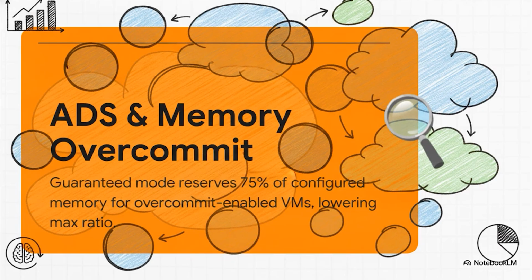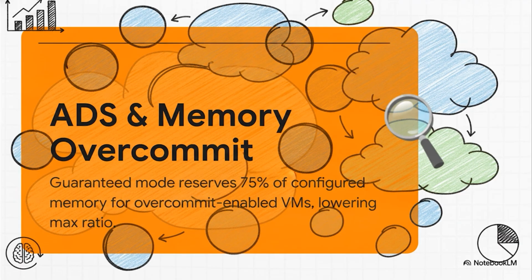Let's tackle one more complex interaction where the exam will definitely try to trip you up. You need to know how HA interacts with ADS, Acropolis Dynamic Scheduling, specifically when memory overcommit is turned on. If you're using guaranteed mode to reserve segments and you have VMs with memory overcommit enabled, the system has to perform a strict calculation. Let's say a VM has 100 gigabytes of memory configured, but it's currently only using, say, 40 gigabytes. Well, guaranteed mode doesn't care about the 40.